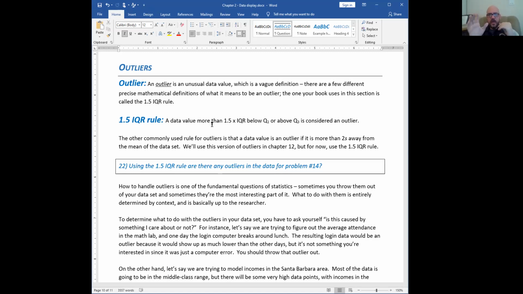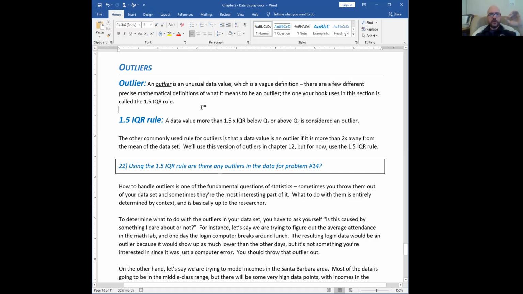The one we're going to use right now is far away from the center of the data, basically. And so you can see that our definition of outlier, at least for this section, and I'll give you another one in a little bit here, but the one we're going to use for right now is the 1.5 IQR rule. So here's the idea.